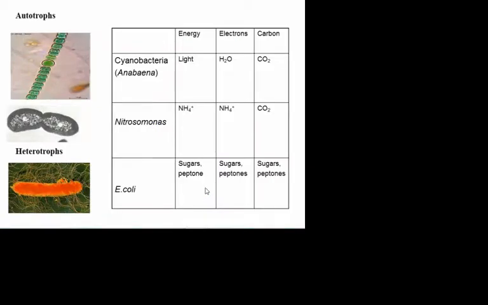And to give you a couple of examples, okay, so autotrophs, cyanobacteria, they're phototrophs, they have light as a source of energy. The electron source is water, and the carbon source is CO2. Nitrosomonas, it's a chemolithoautotroph. So there is an inorganic source of electrons, which is also the source of the energy metabolism, and they are carbon fixing. Okay, so chemical source of energy, inorganic source of electrons, and inorganic source of carbon. And then there are most of the bacteria that we will grow in the lab, heterotrophs. We need to give them sugars, peptones, some kind of organic carbon, which will be energy source, carbon source, and electron source.